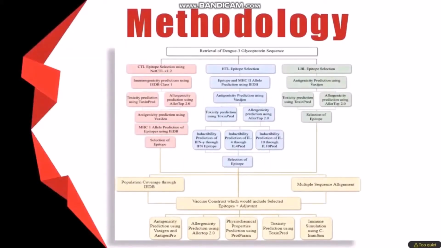This is the overview of the methodology. First, the FASTA sequence of the dengue virus 3 envelope protein E was retrieved from the UniProt database.